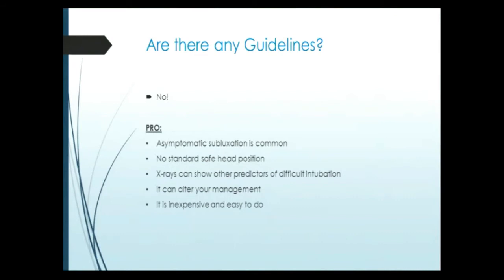So another pro is that x-rays can show you other predictors of difficult intubation. It's all well and good to say, well, I'm just going to do manual inline stabilization, but that actually makes difficult airways worse. And rheumatoid arthritis patients often have difficult airways, TMJ problems, difficulty with mouth opening. So if you assume they're unstable and just do manual inline stabilization, you may not be able to intubate them that way because that makes a difficult airway more difficult. So the x-rays can show you more predictors of difficult airway, and it's fairly inexpensive and easy to do. So that's the pro argument.